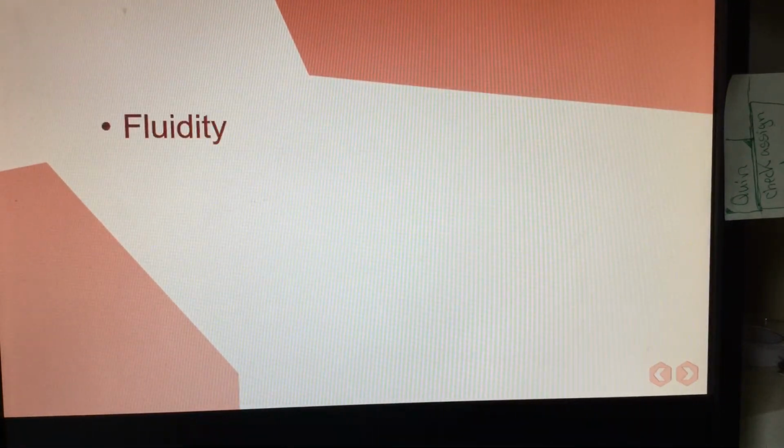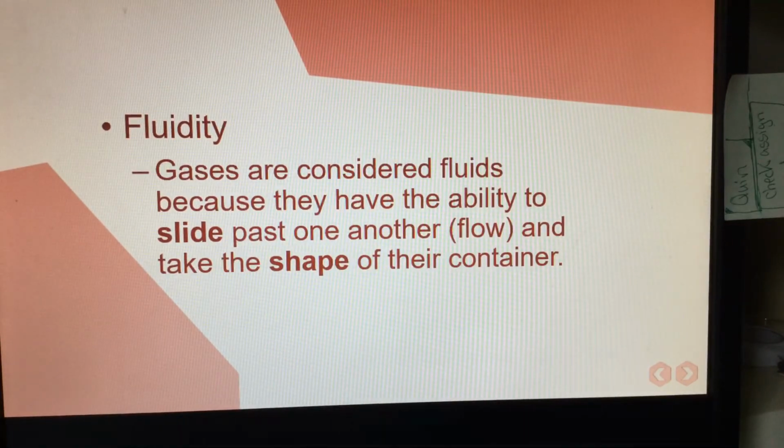All right, let's describe properties of gases. Let's talk about the fluidity. Gases are considered fluids because they have the ability to slide past one another and take the shape of their container. So you can pour gases and they will pour out of a container and slide past other particles, and then they'll spread out to take the shape of their new container.